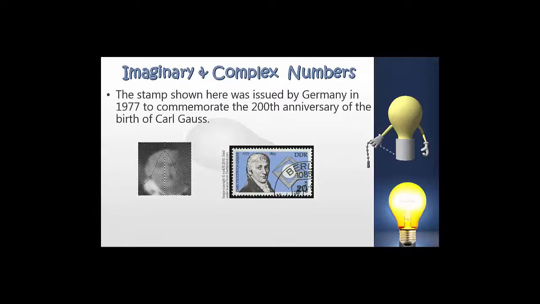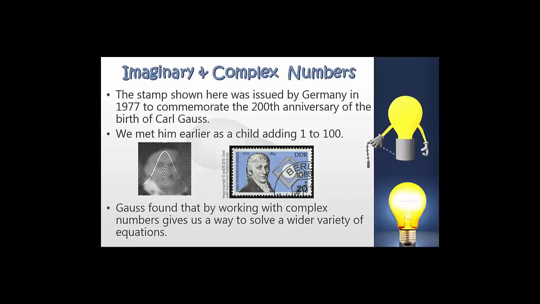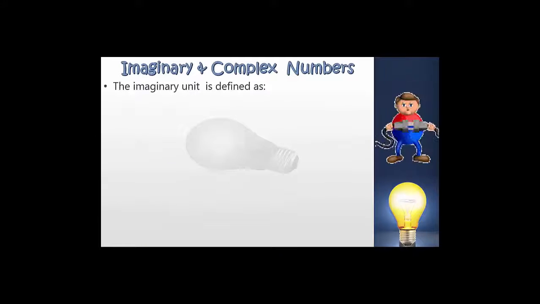Well, as you can see on these stamps, this shows Carl Gauss. And remember Gauss, we learned about his numbers before. Gauss was a very brilliant guy, and he was one of the people who worked a lot with what we're going to learn about, imaginary and ultimately complex numbers. So remember, we met him earlier as a child adding 1 to 100. He also worked on complex and imaginary numbers.